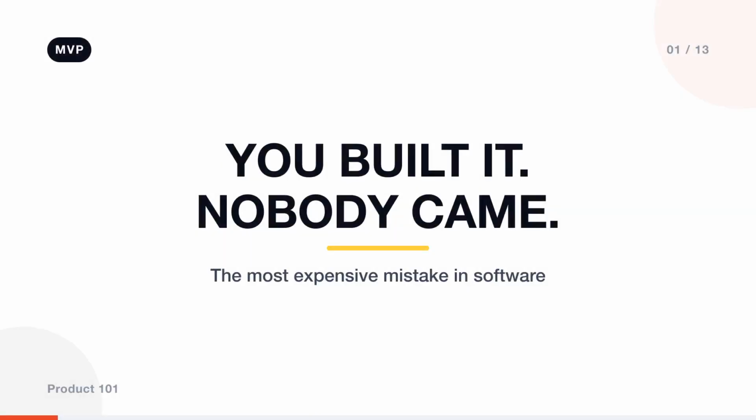Here's the most expensive mistake in software. You spend months heads down building a product, you launch it proudly, and silence. Nobody uses it because you asked the wrong question. You asked, how do I build this? Instead of, does anyone actually want this? That's exactly what an MVP fixes.